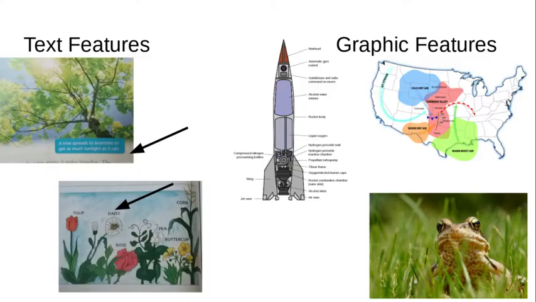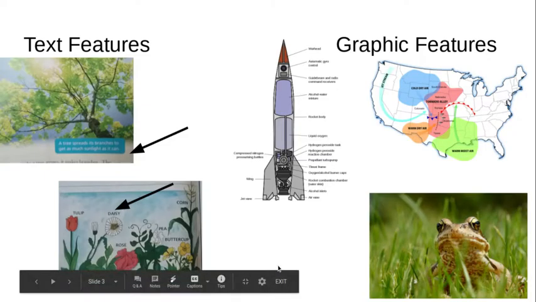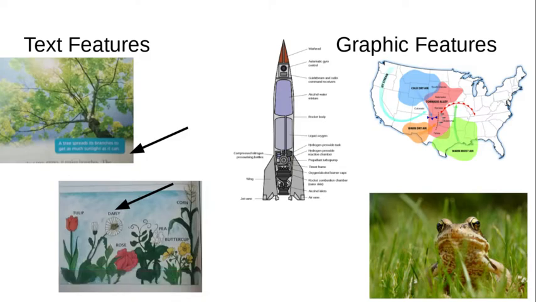Then looking underneath the graphic features, here are a few examples. There's a diagram of a rocket ship with all of the parts labeled. A map of Tornado Alley showing me where the most common areas in the United States of America are for tornadoes, as well as different areas of warm and cold and dry air. And then I have an example of a photo of a toad. All of these features, whether they're text or graphic, help me understand more about what I'm reading.